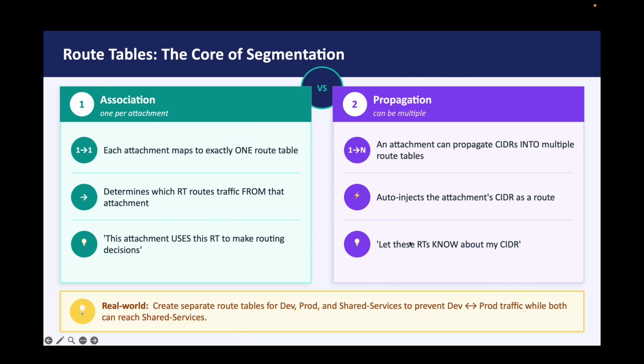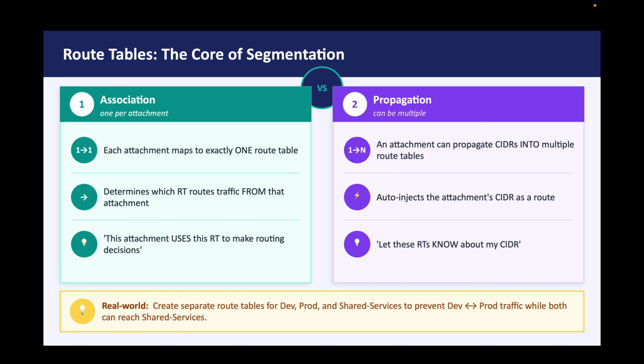Next, it lets the route table know the CIDR. For example, you have a shared service VPC propagation with its CIDR 10.3.0.0/16, like the previous one had 10.2.0.0/16, into both the dev and prod route tables. So dev knows how to reach shared service and prod knows how to reach shared service, but dev doesn't propagate into the prod route table and prod doesn't propagate into the dev route table. So they are invisible to each other.